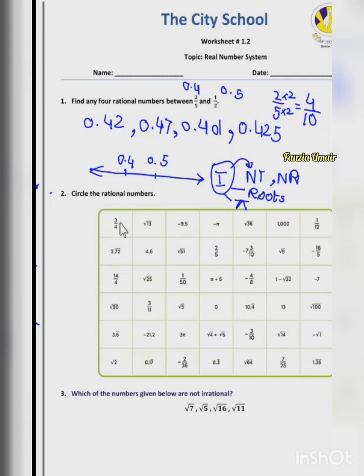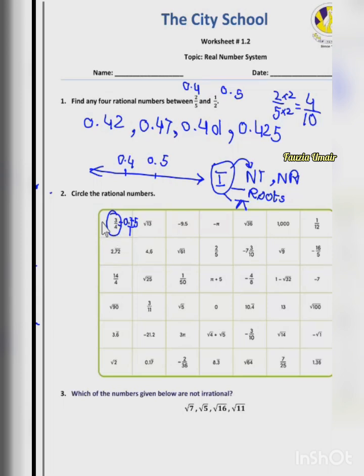0.75. That's right, it is 0.75. So it means it's a terminating decimal. So terminating decimals are rational, so I will circle it. I hope you are getting the point also. Answers are important, but the reason is also very important.